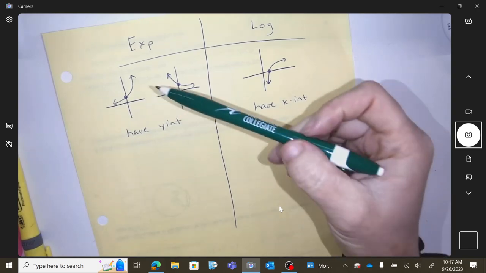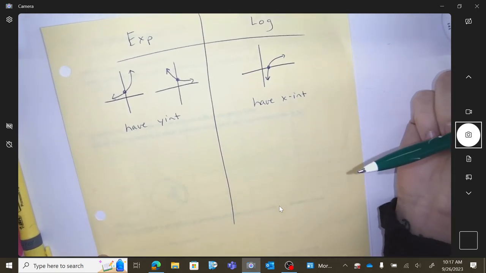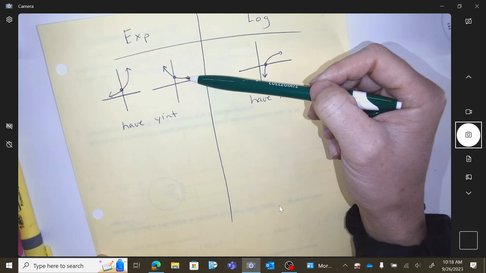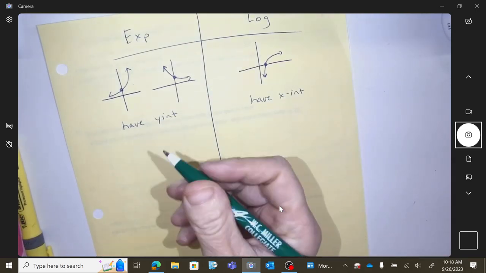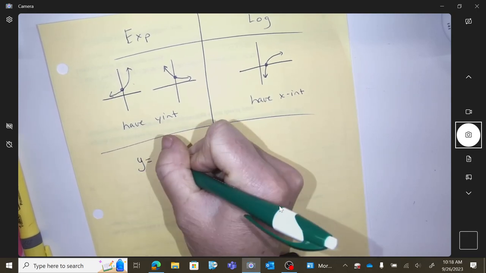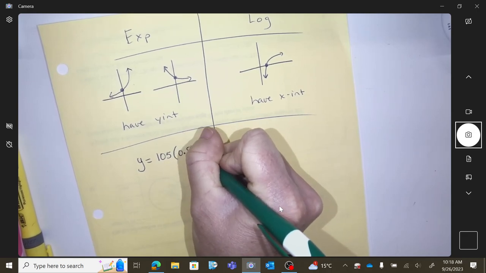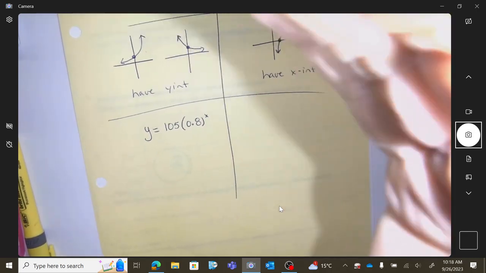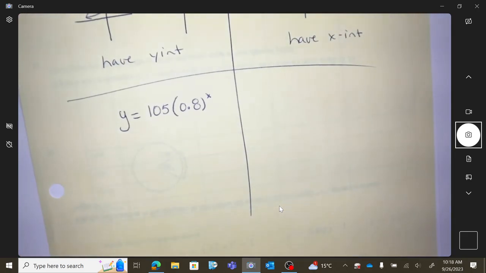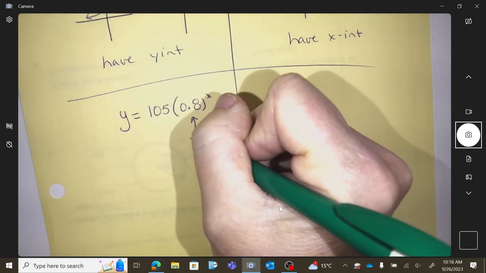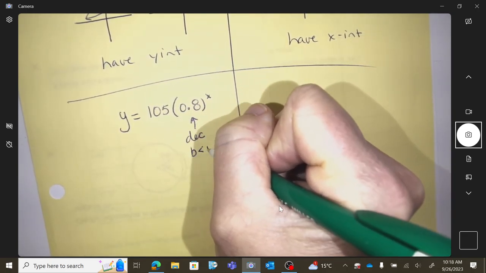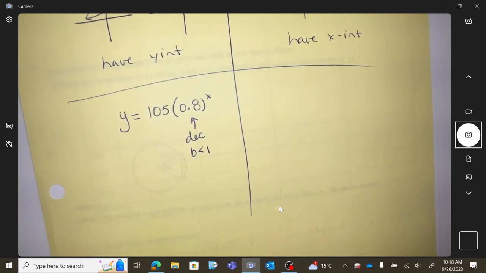Okay, and we talked about why there are two exponential ones? Because one can grow and one can decrease. So what do we look for? For example, this equation. This is an exponential equation. Is it growing or decreasing? It's decreasing, and why? Decreasing because this base is less than 1. Okay, the rate is 0.8, so it's less than 1.